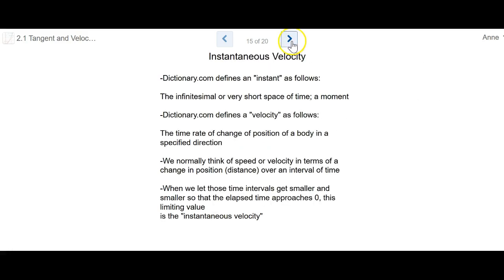In the next video, we're going to look at instantaneous velocity and how all that relates to what we've just looked at with the secant and the tangent lines.